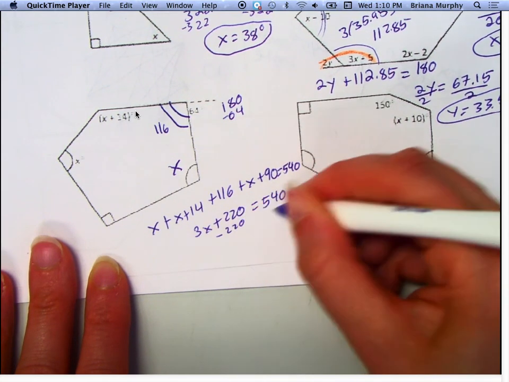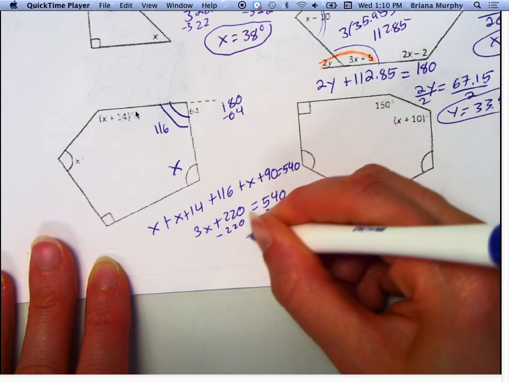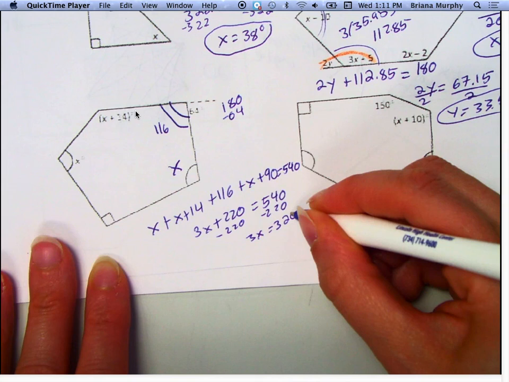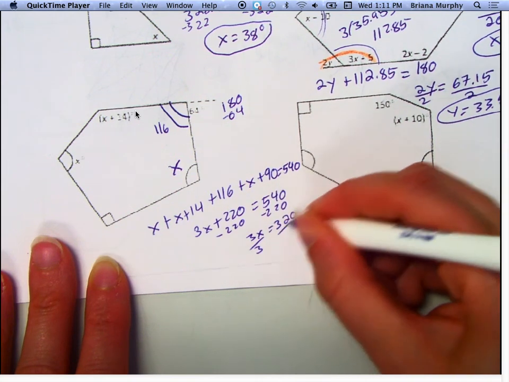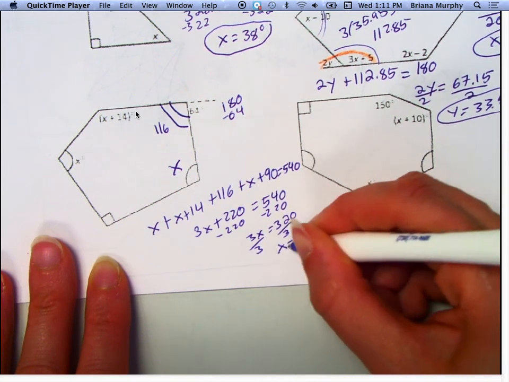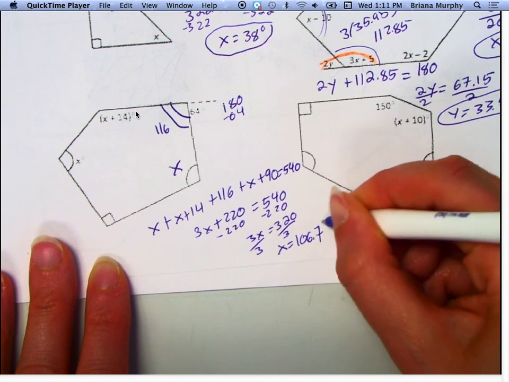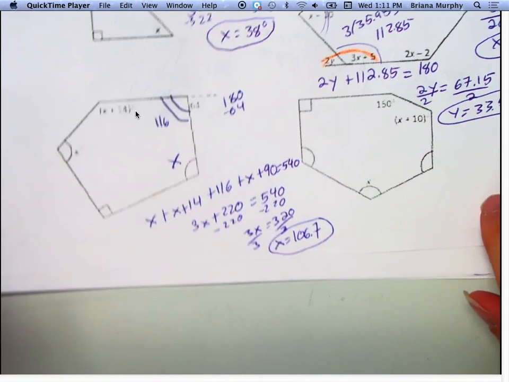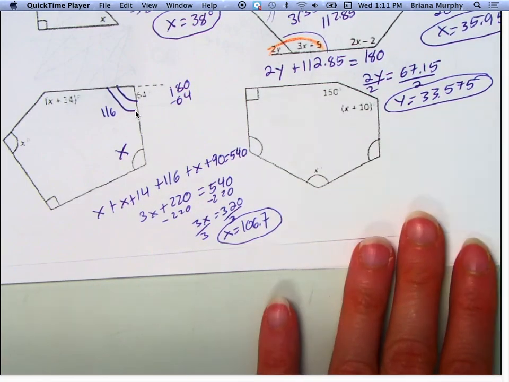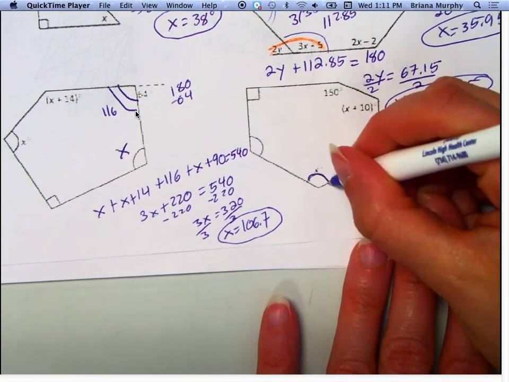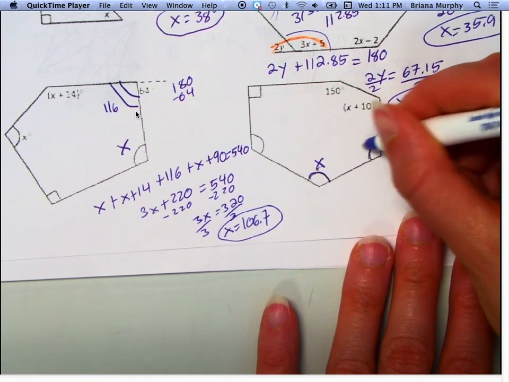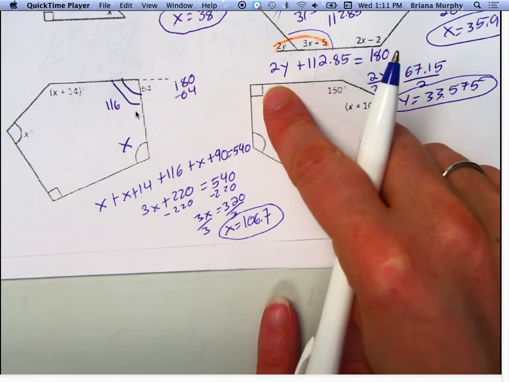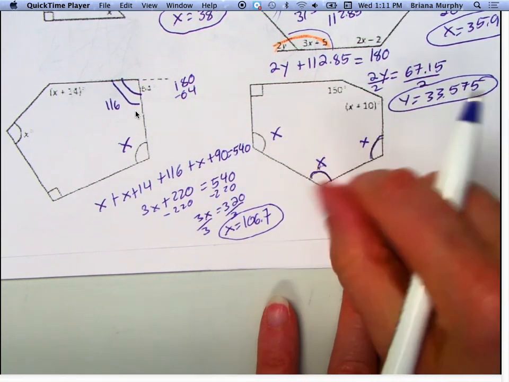Subtract 220 from both sides. 3x equals 320. Divide by 3. I know it's fast, but we got stuff to do. x equals 106.7. Okay? The next one. We agree that all of these arcs are x, correct? We know that's 90 right there. And this has how many sides?